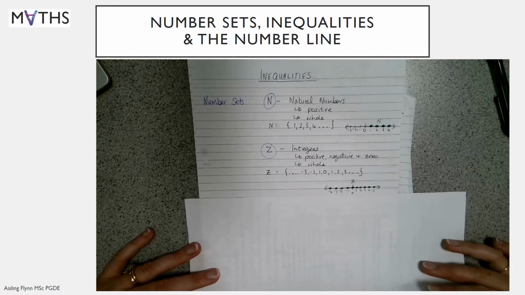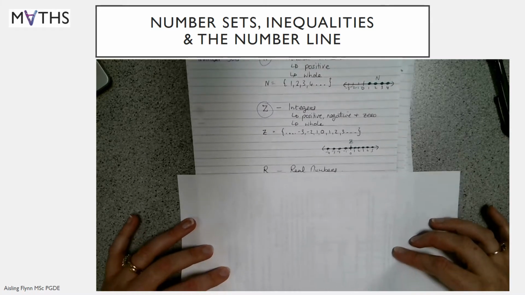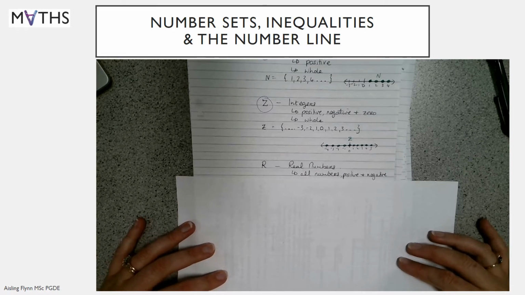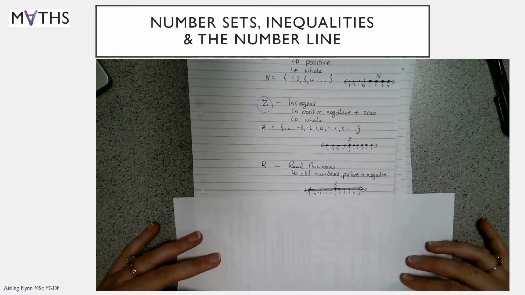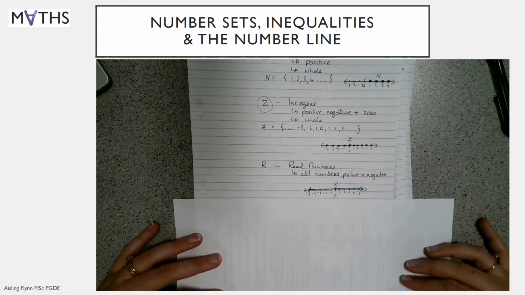On the number line, we represent the integers using discrete dots on each of the whole numbers. Real numbers then. Real numbers are all numbers, positive and negative, that we can put on a number line. And we represent the real numbers using a solid line. Again, it's infinite, it goes on forever into the negative and positive directions. Real numbers do include fractions and decimals in between the whole numbers.